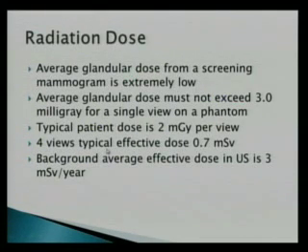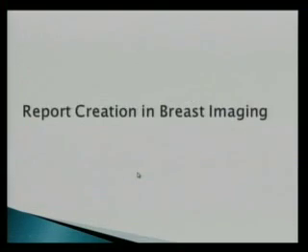I'm going to do a physics lecture in breast, but this is just to give you a basic idea of the radiation dose. What they say is the average glandular dose should not exceed 3 milligray for a single view on a phantom image. And the typical patient dose is about 2 per view. For the 4 views, it should be an effective dose of about 0.7 millisievert. And the background average, this is just to give a reference, because those of you who haven't started physics yet are wondering what I'm talking about. In the US, it's about 3 millisieverts per year, just walking around doing your day-to-day stuff. So this is all stuff that will be relevant when we do more physics.